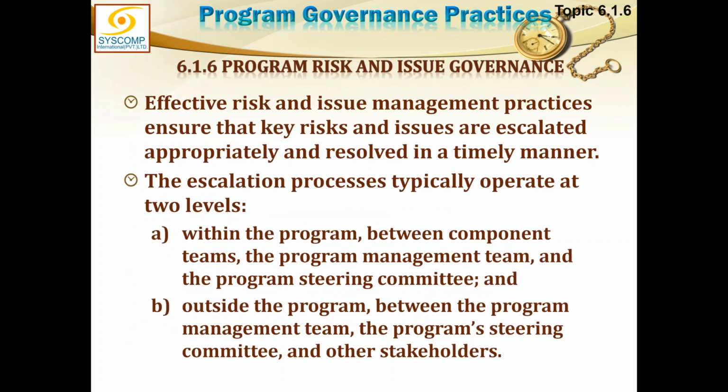Then we have risk and issue governance. Effective risk and issue management practices ensure that key risks and issues are escalated appropriately and resolved in a timely manner. I think we have already talked a lot about the escalation process, whether it is an issue, a problem, or a risk. They all have to be escalated if they cannot be resolved at a specific level. The escalation processes typically operate at two levels: within the program, between the component teams, the program management team, and the program steering committee. This is one escalation. Outside of the program means between the program management team, the program steering committee, and other stakeholders.